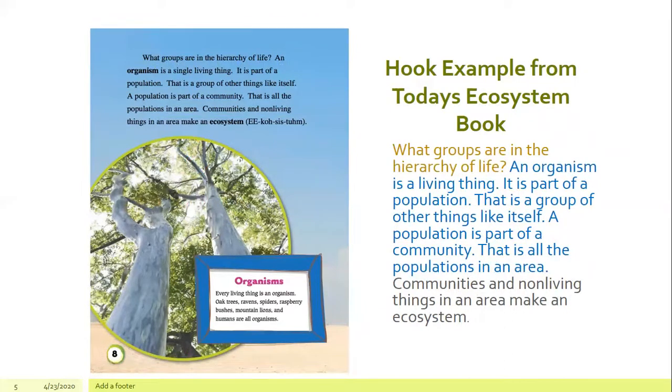So this is the question that they asked. They answered it by giving you definitions and examples. These are the supporting details. And then this is what you're going to be learning about this week, about communities and non-living things in an area that make up the ecosystem.